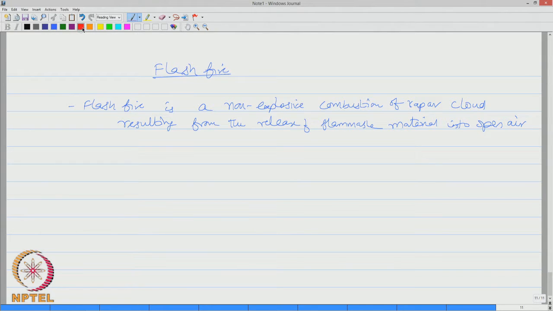Let us ask a question: what are the major hazard consequences of flash fire? The major hazard consequences are 2. 1. Thermal radiation, 2. Direct contact with flame.